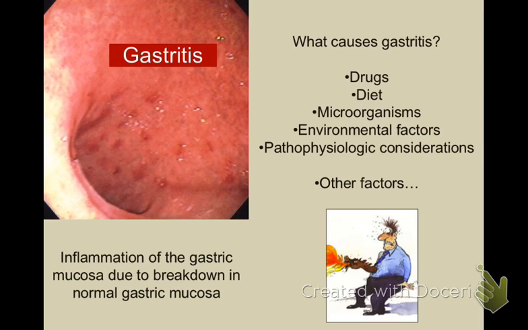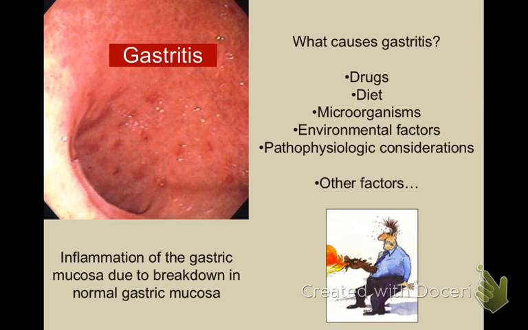This is inflammation of the gastric mucosa due to the breakdown in the normal gastric barrier. What you want to remember with gastritis is it's inflammation. It can be acute or chronic, it can be localized, or it can be spread over a wide area. Your mucosal barrier, like we said before, protects from hydrochloric acid and pepsin. When your mucosal barrier is broken down, the hydrochloric acid and the pepsin can come back and irritate your mucosal lining. Some of the causes of gastritis: you've got drugs like aspirin, steroids, and NSAIDs.